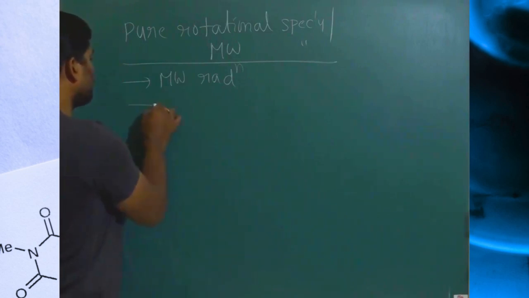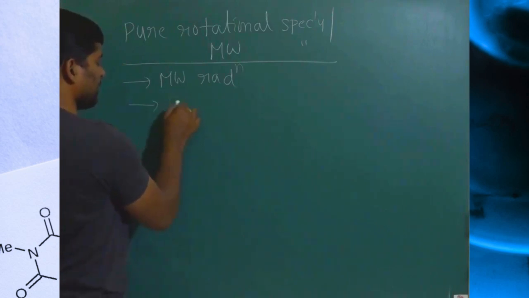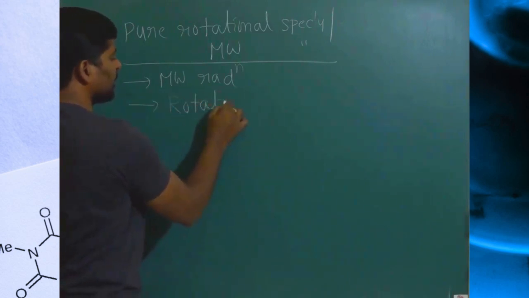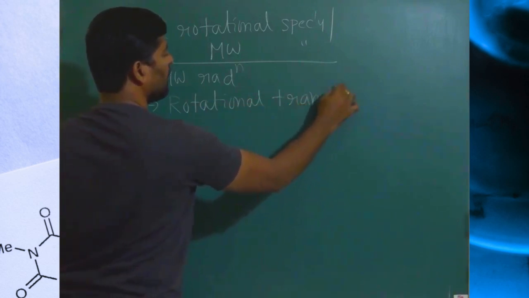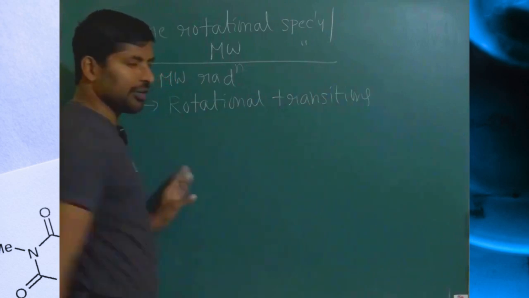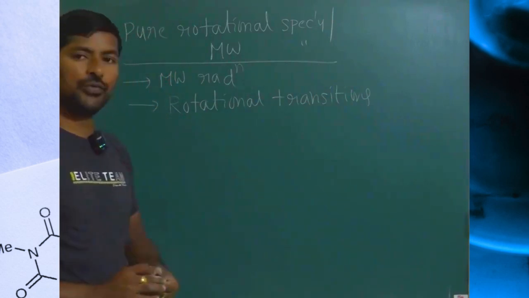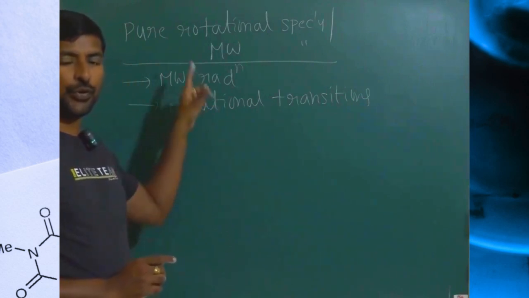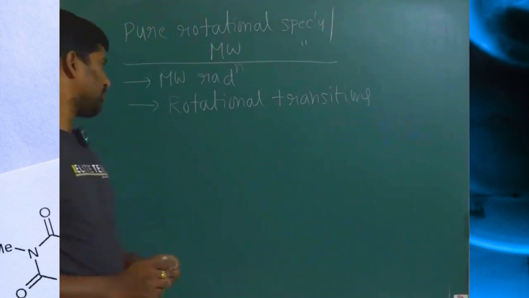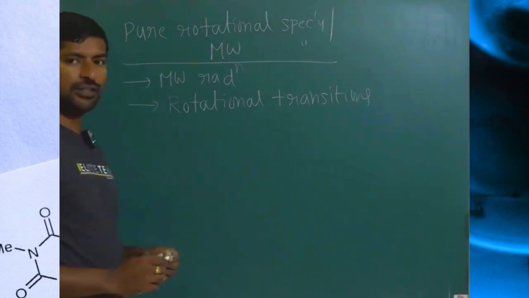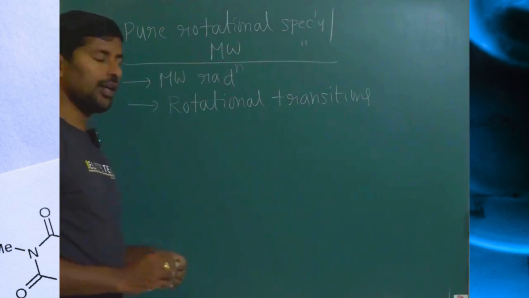Now what happens whenever we apply microwave radiation on a given sample? Whenever the sample interacts with microwave radiation, rotational transitions occur in the molecule. This energy is not sufficient for vibrational or electronic transitions; the microwave radiation energy is small, so it is sufficient only for rotational transitions. Only pure rotational transitions occur. That's why it is also called pure rotational spectroscopy: transitions occur only between rotational energy levels.